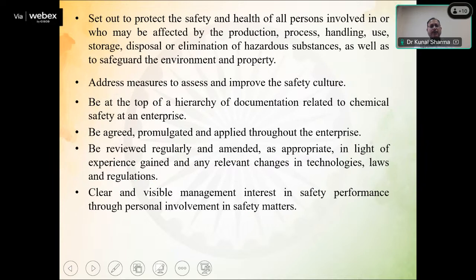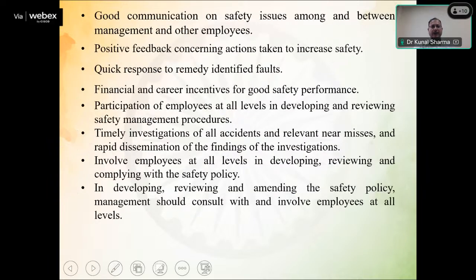Again, there are addressed measures to assess and improve safety culture, be at the top of the hierarchy of documentation, agreed, promulgated, and applied throughout the enterprise, reviewed regularly and amended as appropriate after the hazard mapping or risk mapping. We can always change. There should be clear and visible management interest in safety performance and personal involvement in safety matters: good communication, positive feedback, quick response, financial and career incentives, participation of employees, timely investigations, and employees involved in developing, reviewing, amending safety policy.